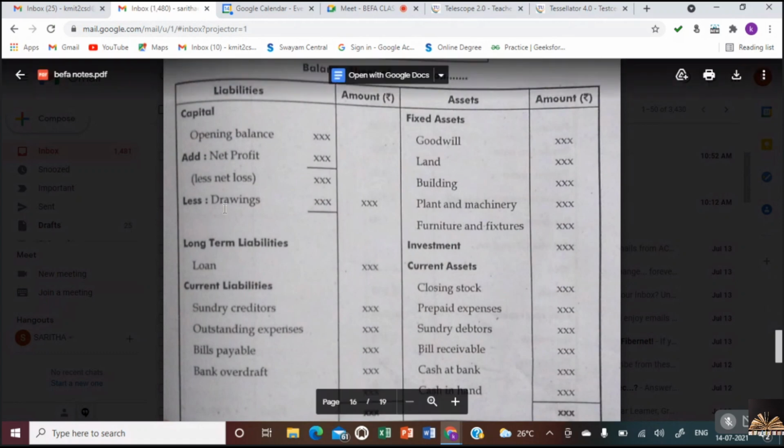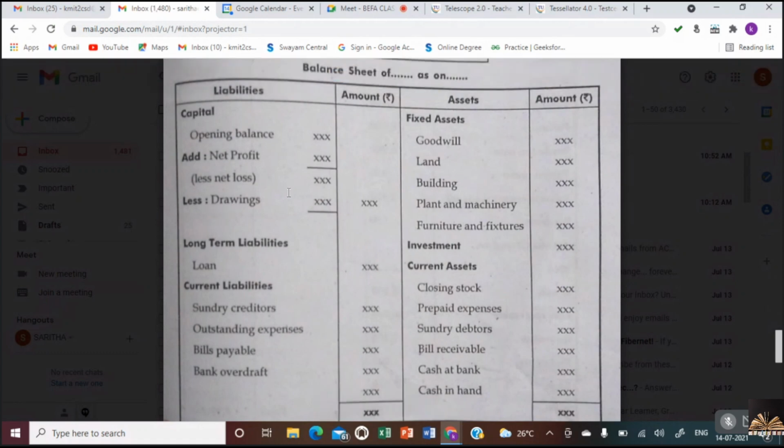Drawings he will give you in the trial balance. If at all it is there, you have to deduct. If it is not there, you put the net item in the outer column. Drawings are nothing but what the owners of the business have withdrawn from the capital account for their personal use. So we have to deduct it from the total of capital. If drawings are not given, add net profit to the capital and put the resulting amount in the outer amount column.